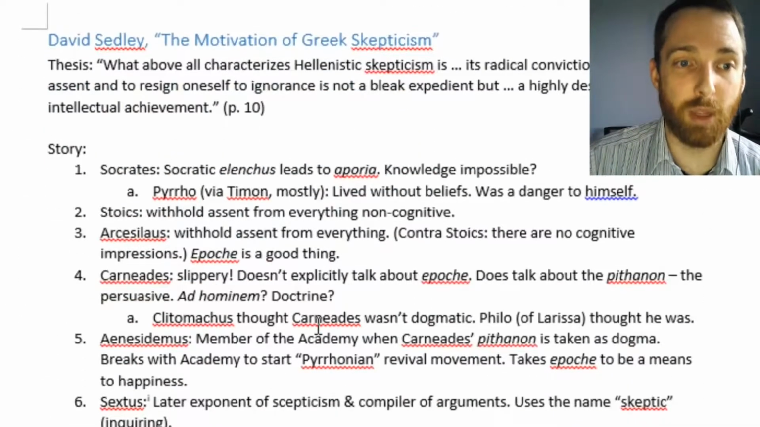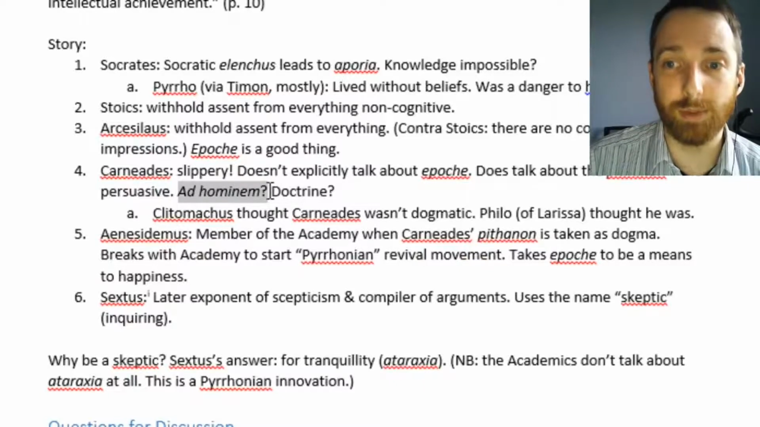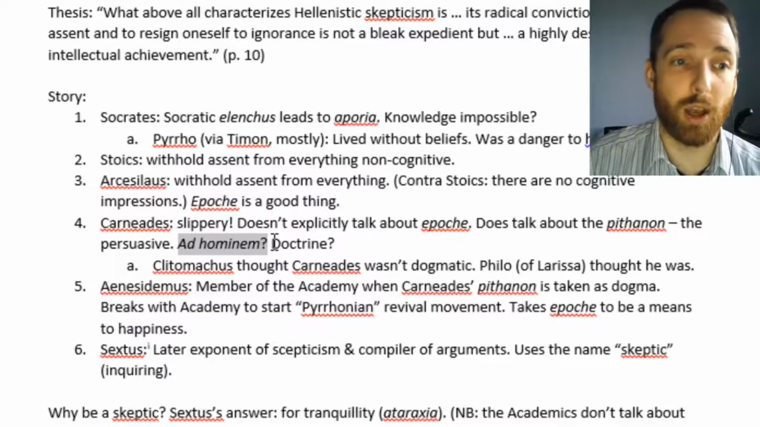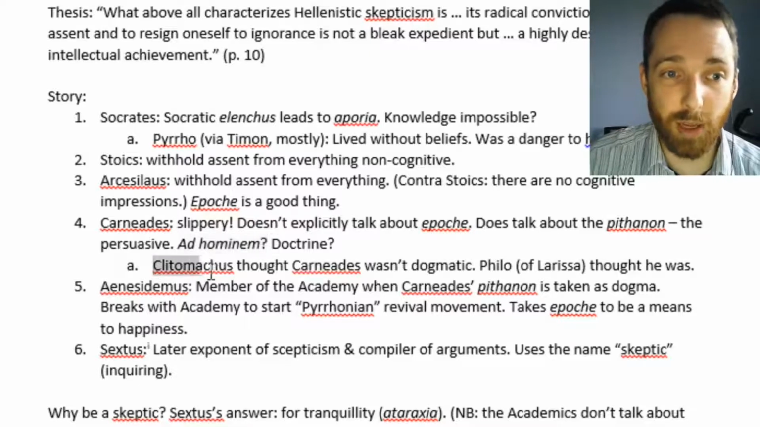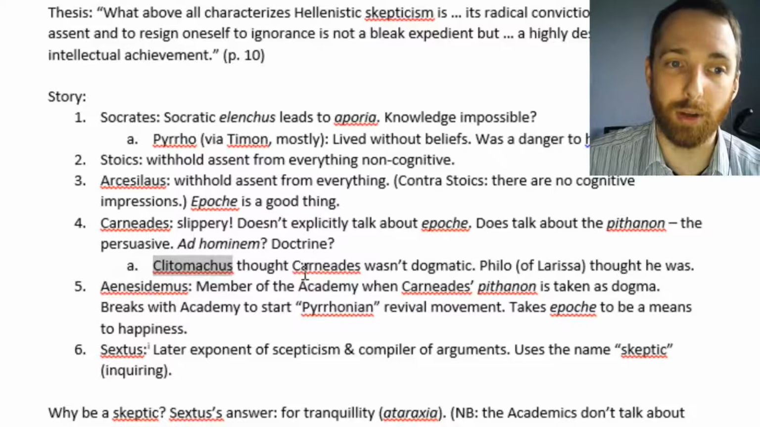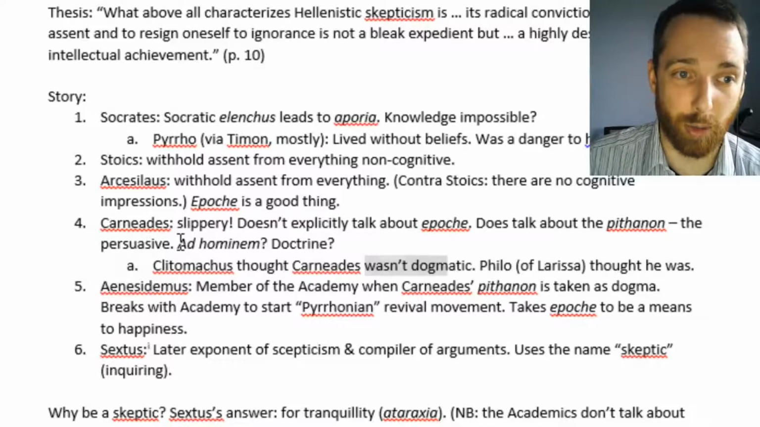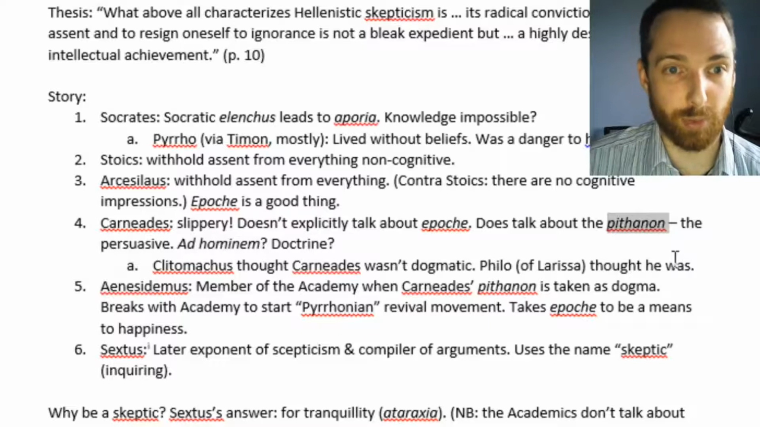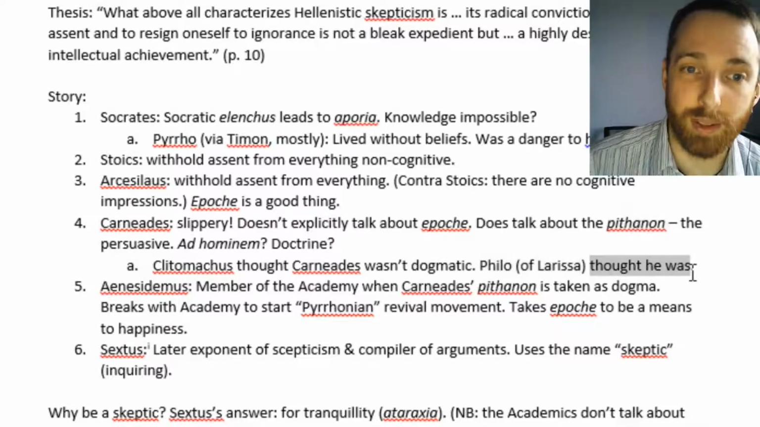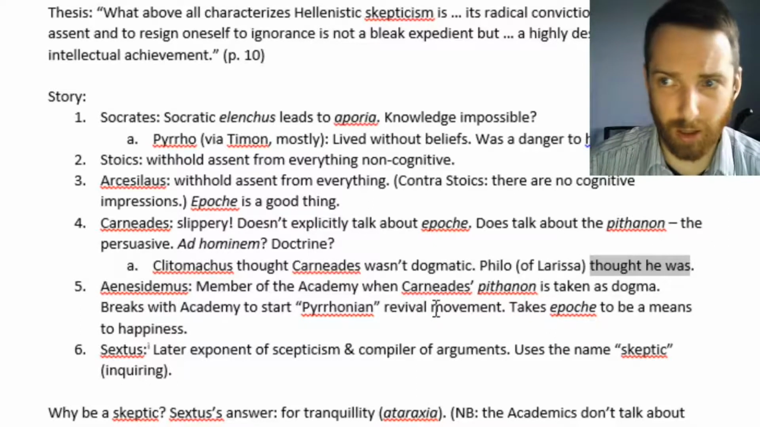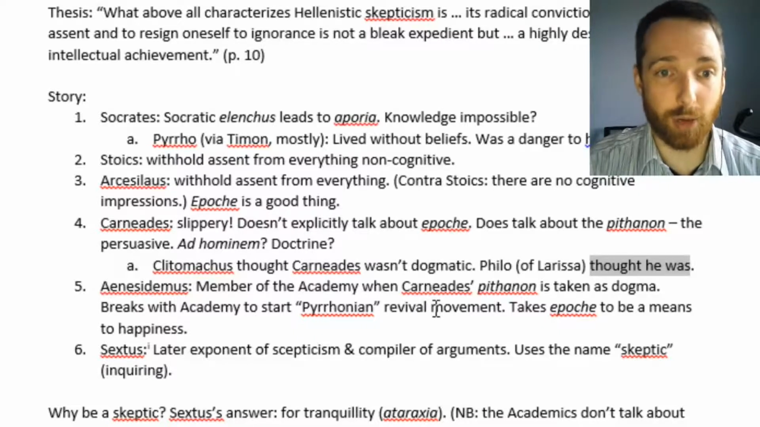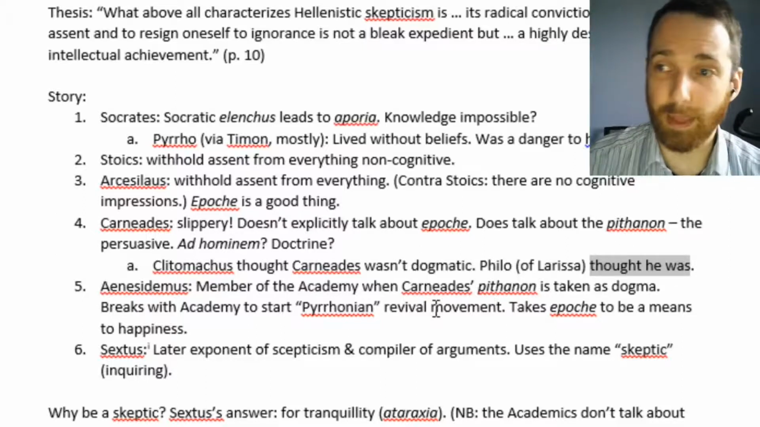Okay, so ad hominem, in the sense we're talking about here, is pretty clearly not a fallacy. But it does tell us something about what kind of attitude Carneades had to the things he was arguing for. Some people at the time, Clitomachus, an academic, thought Carneades was not being dogmatic. He thought that he was just arguing ad hominem when he said, some impressions are more persuasive than others, and those are the ones you go with. Philo of Larissa, another person, thought he was giving you a doctrine, and the subsequent Academy, at least for a time, takes Carneades' idea of persuasive appearances as a dogma, as a doctrine, as something that they adopt and do further philosophy with.